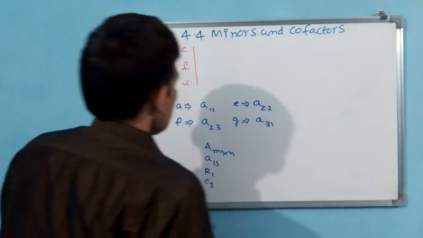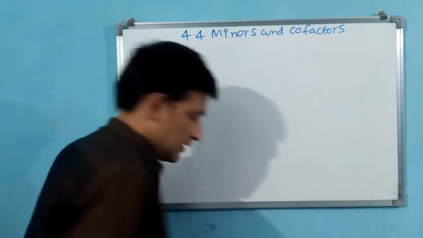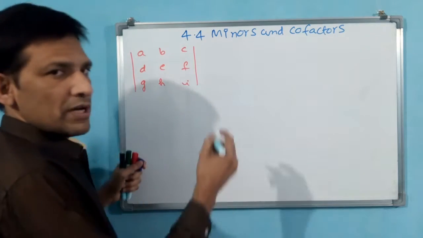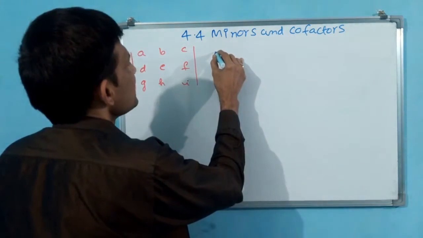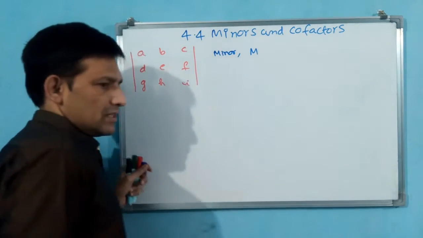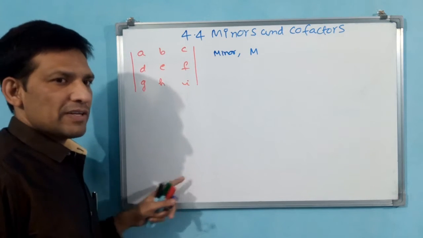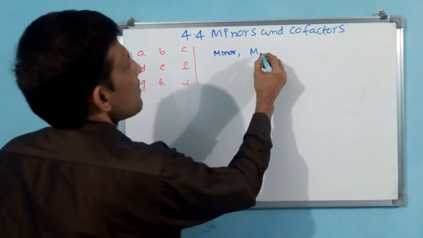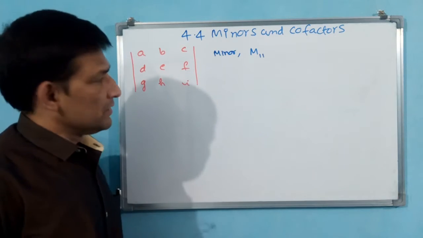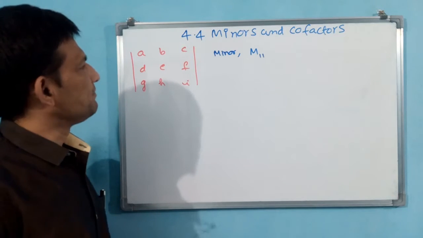Now for minors, what is the notation? Minor notation is M. Why? Because M we have not yet taken. See how I am writing a minor. Now I have written elements A11, A22, but now I will write M11, minor M11. Next we will see how to find this minor M11.